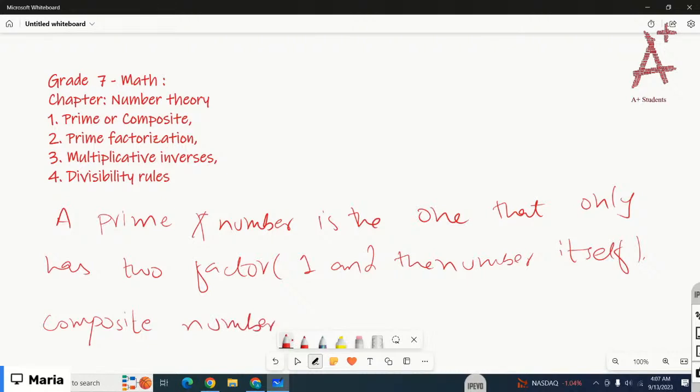Composite number has more than two factors, right? So that is the definition of the prime numbers and the composite numbers. The number that has only two factors, one and the number itself, is the prime number, and the number that has more than two factors is the composite number, right? So let's just start with the examples.